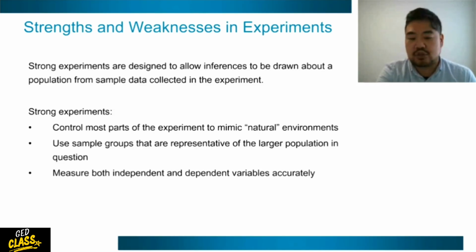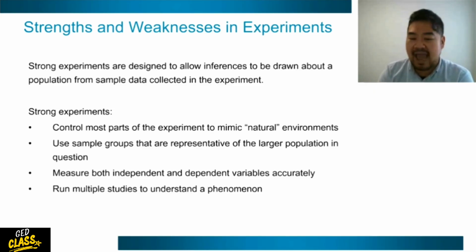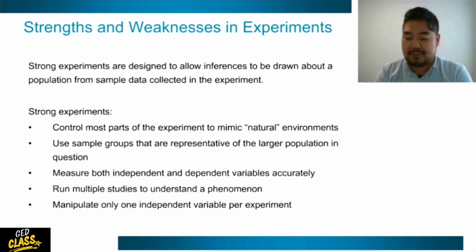Strong experiments will also measure both independent and dependent variables accurately, and strong experiments will run multiple studies to understand a phenomenon. Rather than trying to do the experiment just once and getting an answer based on that, they'll run that experiment multiple times to make sure that they fully understand what that phenomenon is. And lastly, in a strong experiment, they manipulate only one independent variable per experiment.